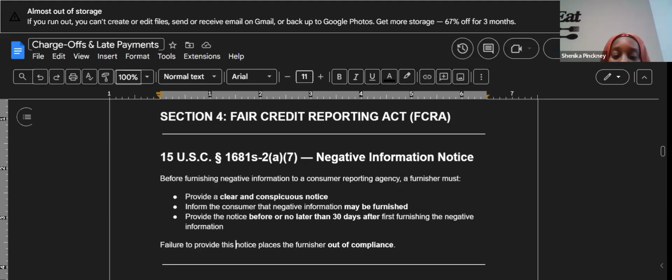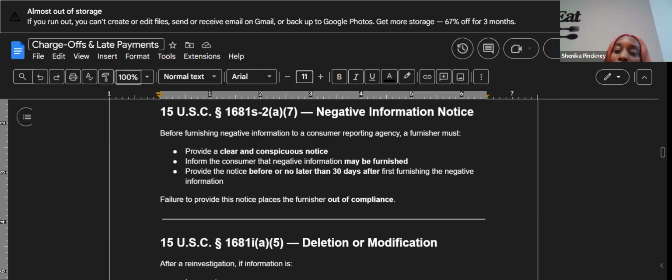Before furnishing negative information to a consumer reporting agency, it states that a furnisher must, not maybe, might, or they should, but they must. This is a federal law. They have to abide by this law. They must provide a clear and conspicuous notice. They must inform the consumer that negative information may be furnished, and they must provide that notice before or no later than 30 days after furnishing that negative information.